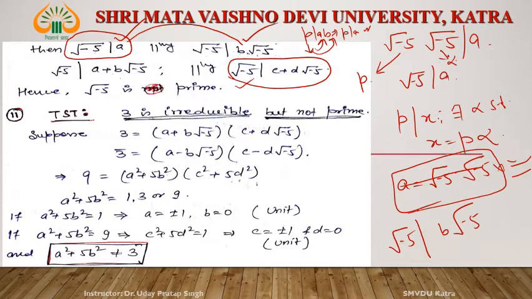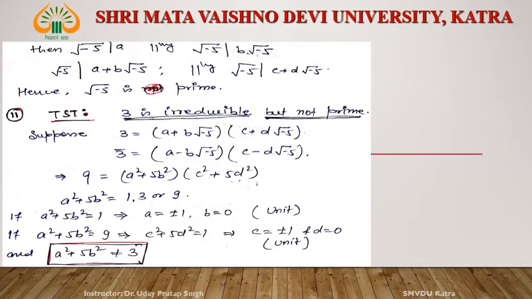It means square root of minus 5 is a prime number. Now consider the example: an element that is irreducible but not prime. Let us see whether such an element exists. Consider 3. 3 belongs to Z square root of minus 5. What is the condition of irreducibility? 3 is not 0 and 3 is not a unit. So the first condition is true.